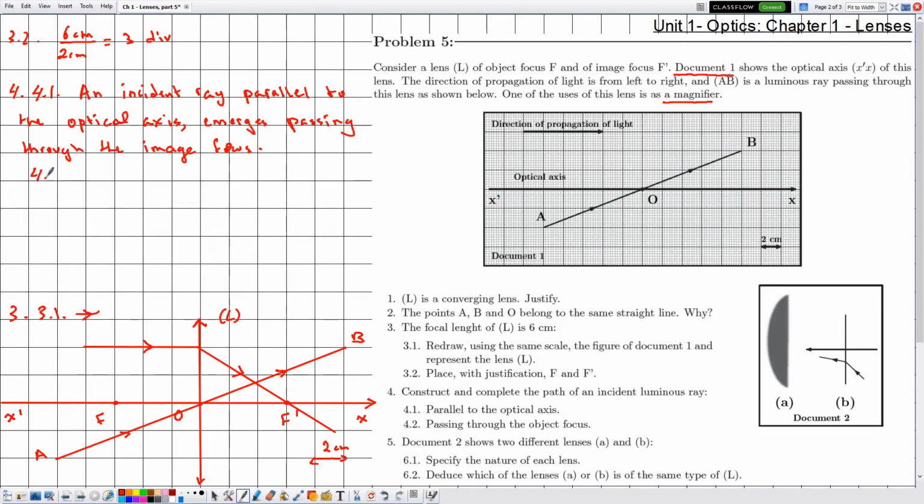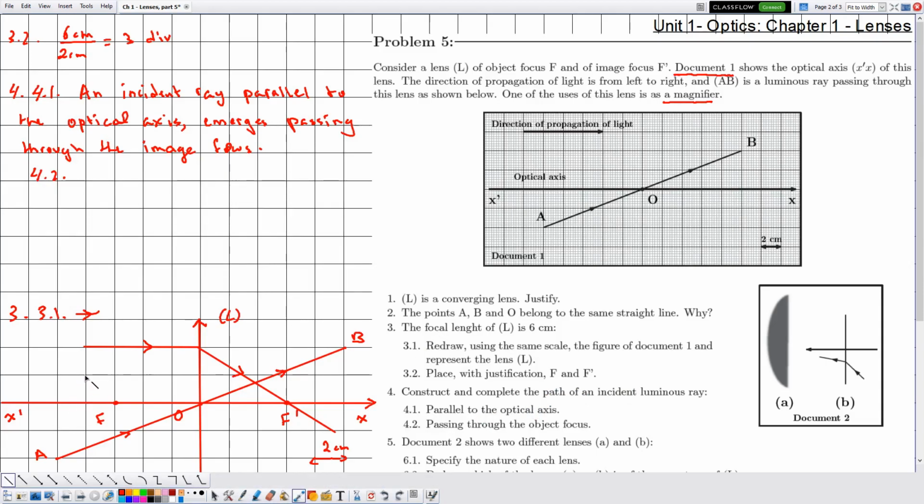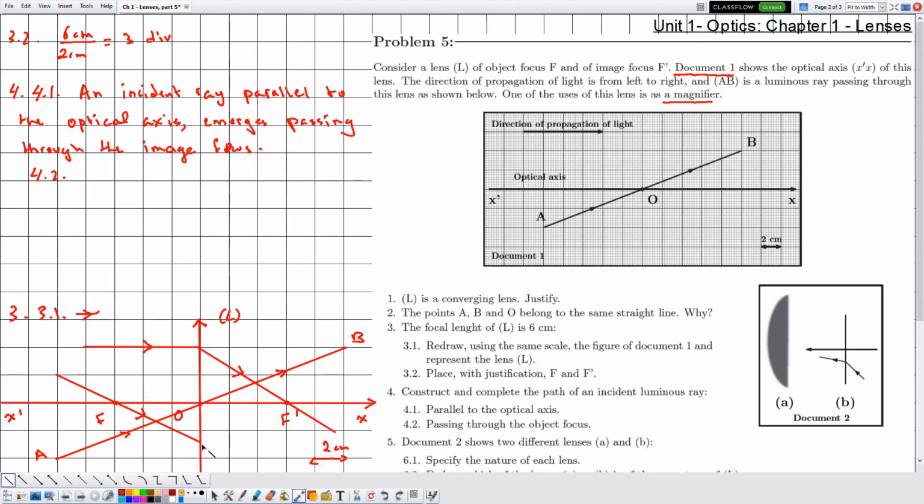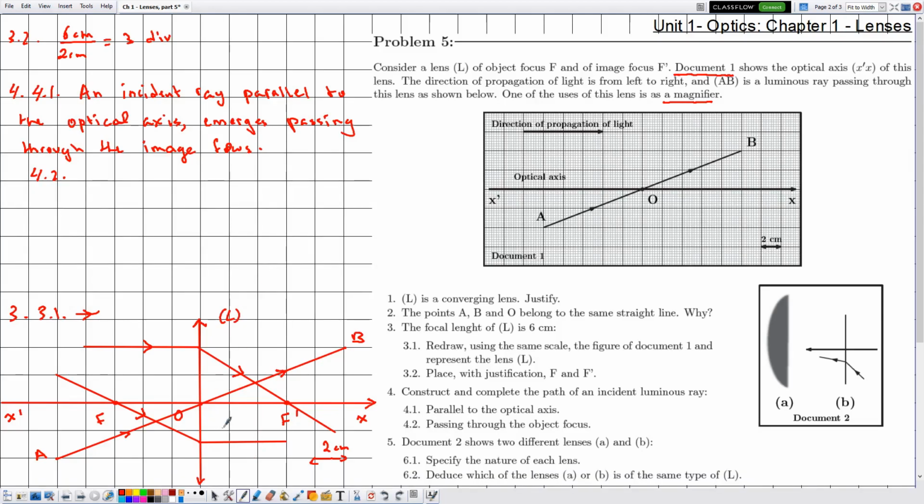And now in 4.2 they are telling me passing through the object focus. So we need to trace and justify the path of a luminous ray passing through the object focus. So this is an incident luminous ray passing through the object focus. And an incident ray passing through the object focus is always related to an emergent parallel ray. So this ray will emerge parallel to the optical axis like this. So this is the tracing.